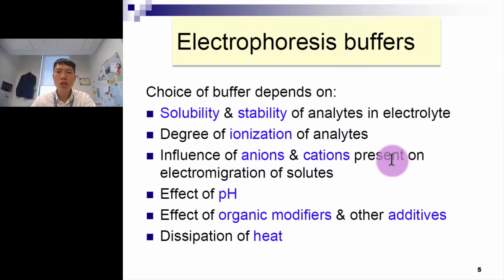Next is, how much can your analyte ionize? Because after all, your analyte must be ionized, must be charged, in order for it to move from the inlet to the outlet by the action of the coulombic forces. If it doesn't ionize, it's just a bulk molecule that's unaffected by the current, then how do you separate? We also like to investigate the influence of anions and cations present on the electromigration of solutes, pH, the effect of organic modifiers and other additives, and of course, dissipation of heat.